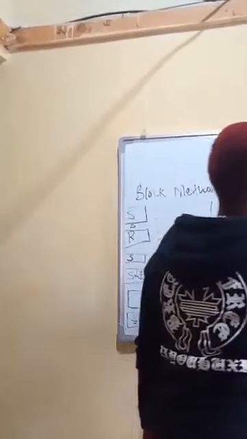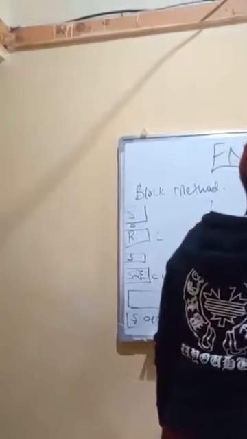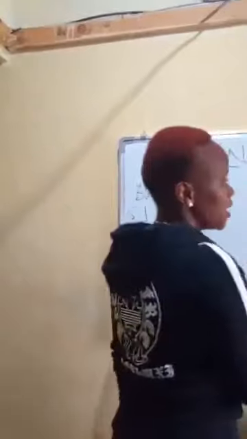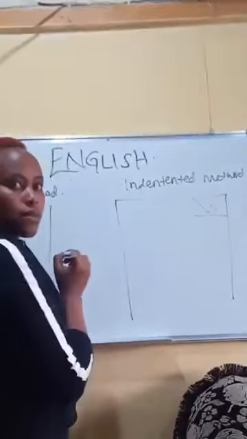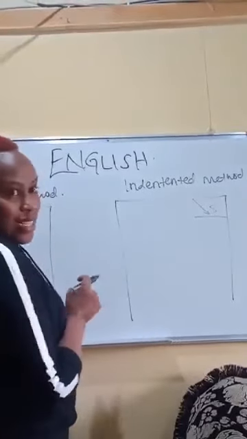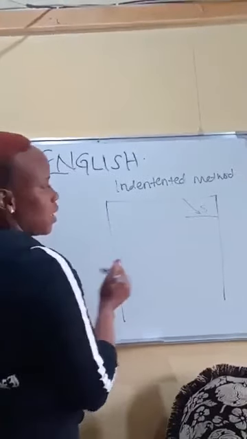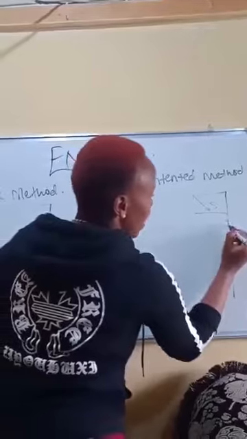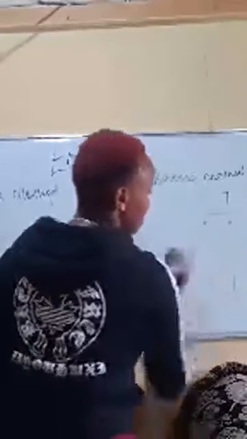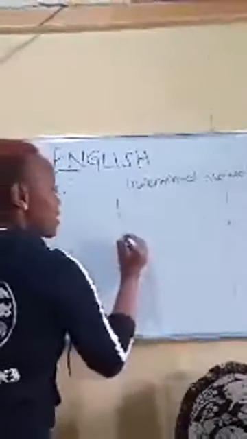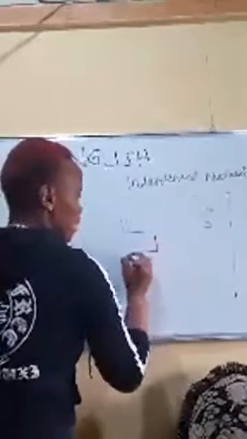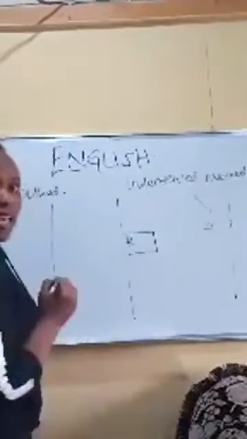Now, the first thing, of course, that you start with is the sender's address. How do you write it? Of course, it has to go like this, kind of slanting. It has to go kind of slanting. That is number one. Of course, go ahead and write the date below it. You come to this other side. This is where you're going to write the receiver's address.